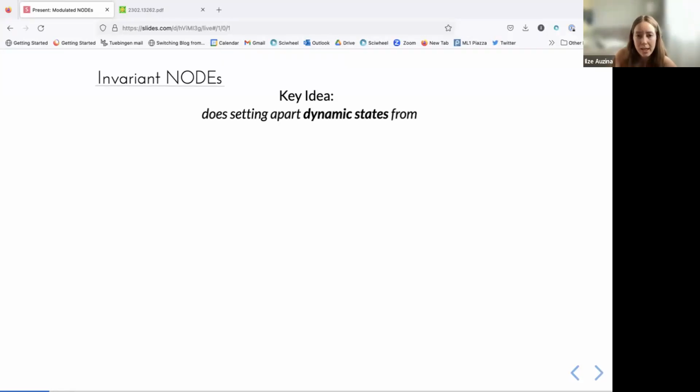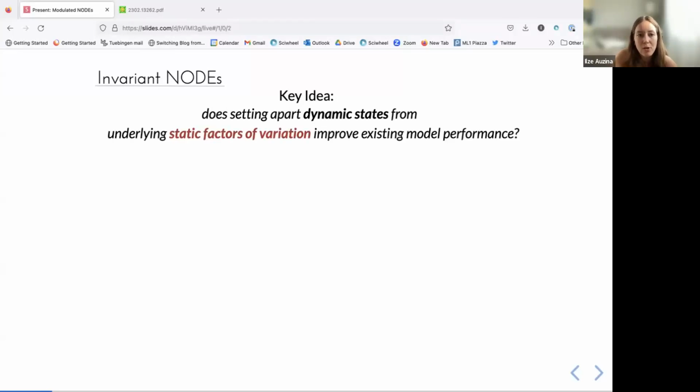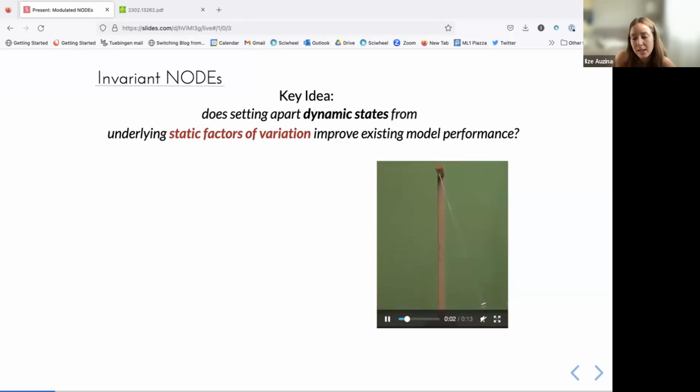And indeed, we came to this idea from the question of whether setting apart dynamic states from underlying static factors of variation might improve the existing model performance. And what we mean by underlying static factors of variation is, for example, in a setting where you have a video recording of a pendulum like this, you can imagine that this pendulum might have length and mass, right? That actually doesn't change in time or with respect to the recording.